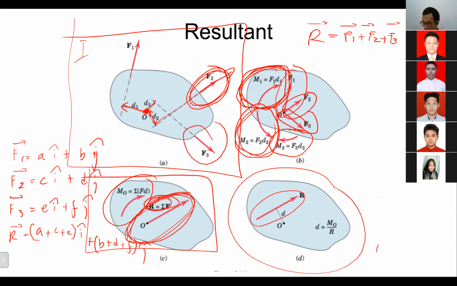So actually figure C and figure D are exactly the same. They have exactly the same effect, the same as figure A and figure B. But for figure D here, it's just one force. How to do it? We do the opposite of what we did before.